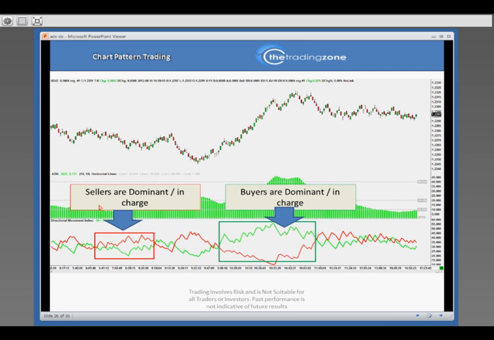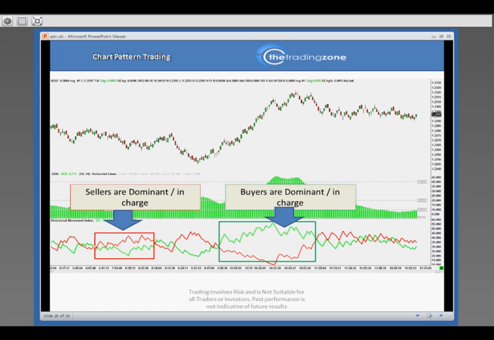So let's find out now who's dominant, who's in charge of the market. It's very, very easy to do, right? Like I said, visually appealing, this stuff should jump out at you. I've got a red line and I've got a green line. Whichever line is on top shows me the dominant participant. So if the red line is on top, the sellers are in charge, and if the green line is on top, then the buyers are in charge. And when they cross, well, that's the transition from buyers to sellers.